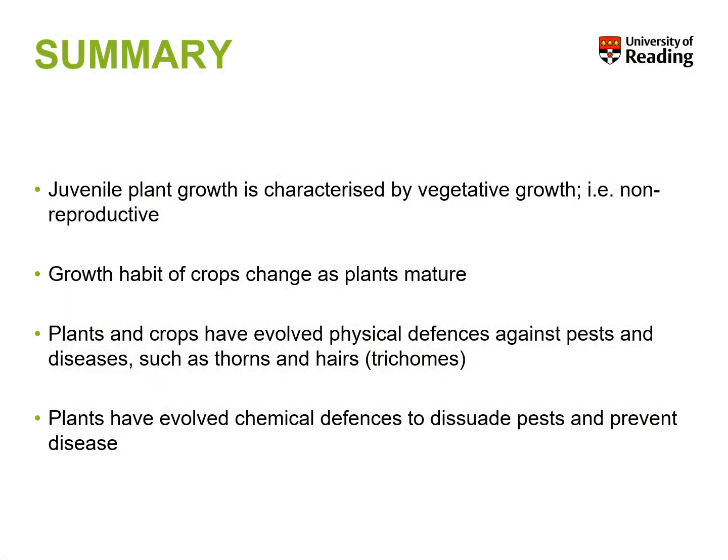So in summary, the juvenile plant growth stage is characterized by vegetative growth, i.e. non-reproductive growth, the growth of leaf tissues and stems. Growth habit of crops can change as the plant grows and matures. Plants and crops have evolved different physical defences against pests and disease, such as thorns and hairs, also known as trichomes. And plants have evolved chemical defences to dissuade pests and prevent disease.